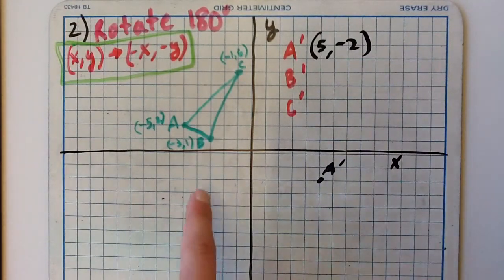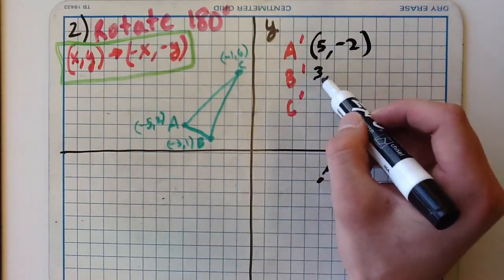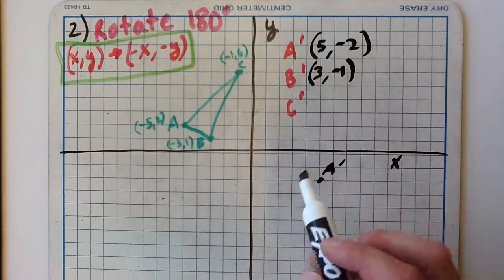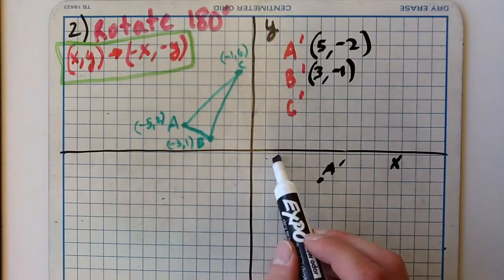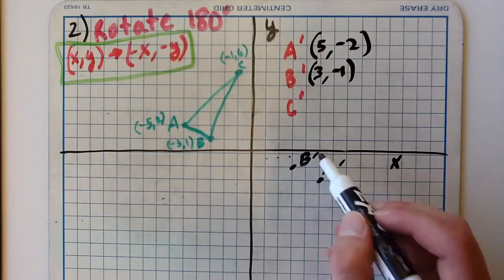B prime. B prime is going to be the opposite of negative 3 is 3, and the opposite of 1 is negative 1. So B prime would be at 3, negative 1. 1, 2, 3, down 1. So this is B prime.